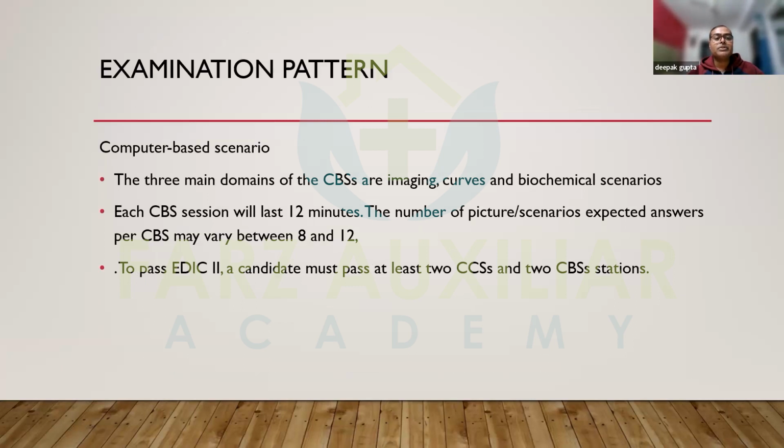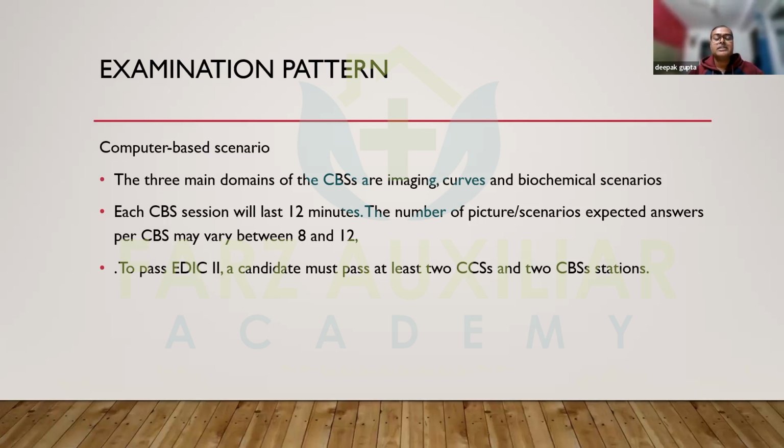The next one is the computer-based scenario. In this, there are three main domains: one is about imaging, one is about curves, and the third is about biochemical scenarios. Each CBS session will last for 12 minutes, with a 3-minute gap for changeover. So 15 minutes each, and three of them are around 45 minutes. You will complete this CBS. The number of pictures or scenarios expected to be answered is maybe 8 to 12 in each 12-minute session, so approximately 1 minute per question.